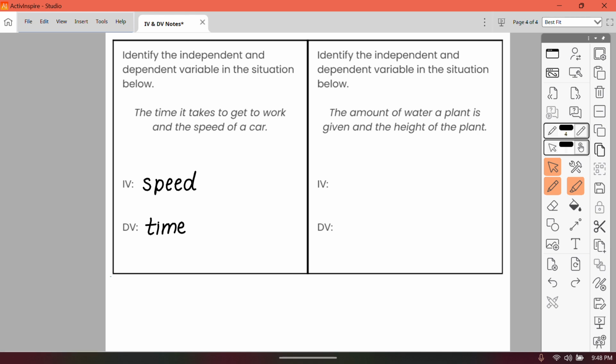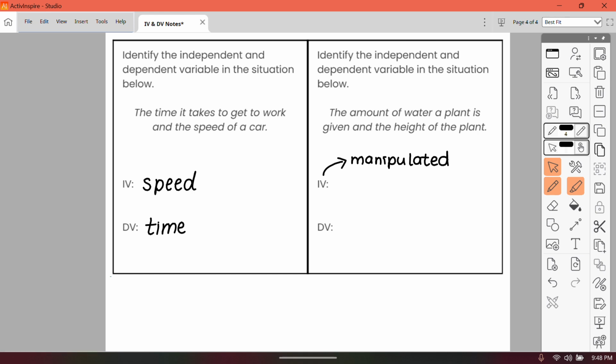Let's look at the last one. Here we go. This one is pretty sciencey. It sounds like an experiment here. The amount of water a plant is given and the height of the plant. So, the independent variable is the thing that is manipulated. It's the thing that I am changing, or whoever is in this problem is changing. So, am I changing the amount of water, or am I changing the height of the plant?